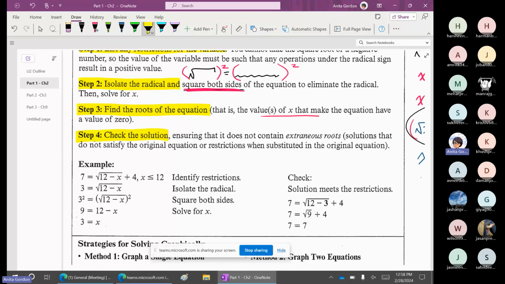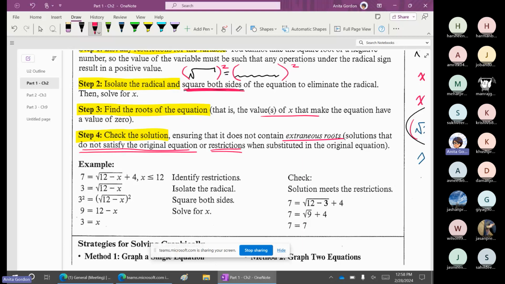So we are going to be looking for extraneous roots. That means anything that does not satisfy the original equation or the restrictions. Sometimes we'll find answers that fit the restrictions, but they don't solve the equation, or they solve the equation, but they don't fit the restrictions. So we're going to have to check for both.